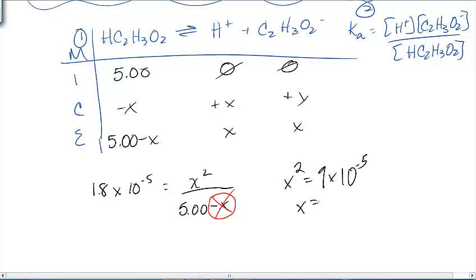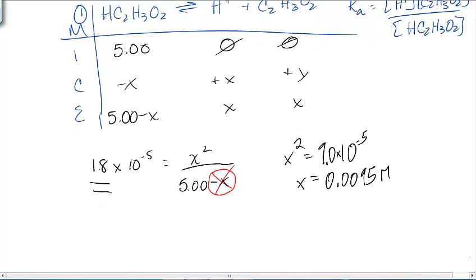Well, I think we should at least do 9.0 times 10 to the negative 5th because this has 2 sig figs. Yes, 9.0. Here's our square root: 0.0095 molar would be my x, right? But are you allowed to do that? I don't know. We'll be okay.